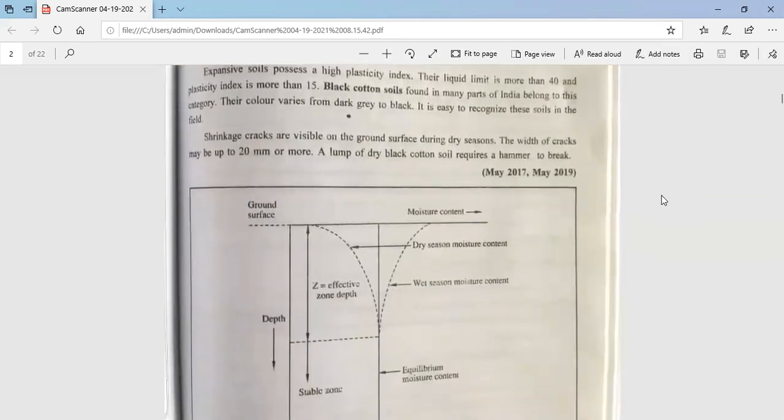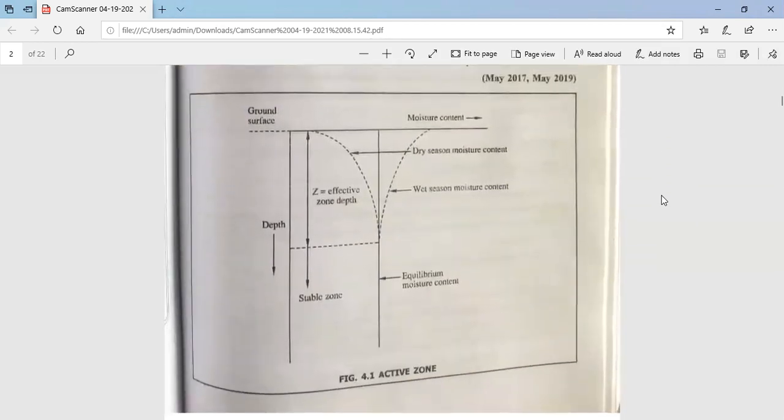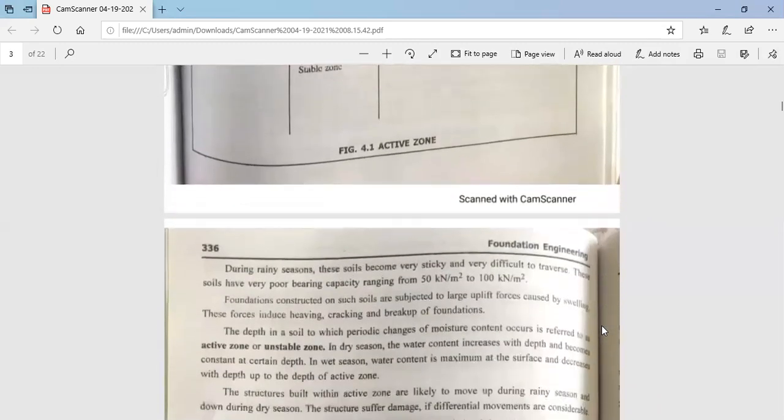Right? So there is this figure given, which shows the active zone. There is the ground surface here, the depth, and Z is equal to the active zone depth, and below that zone it's a stable zone, right? Here, these two curves show the dry season moisture content, right? And at the end of this curve, it indicates the wet season moisture content, right? And exactly below that, there is an equilibrium moisture content given, right? So this is our active zone.